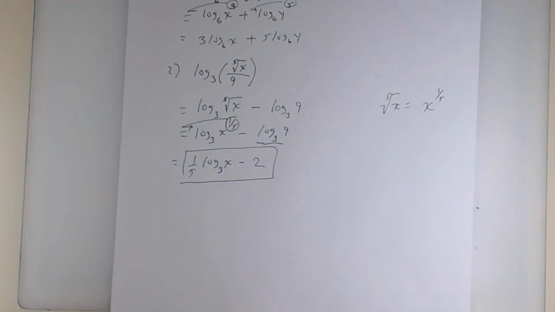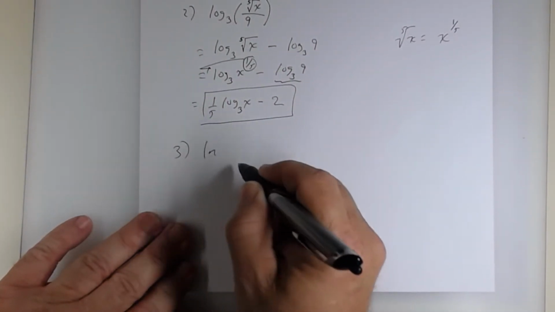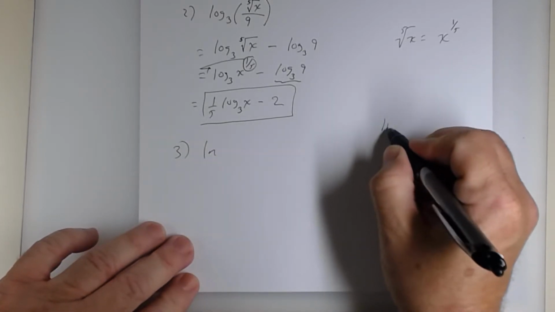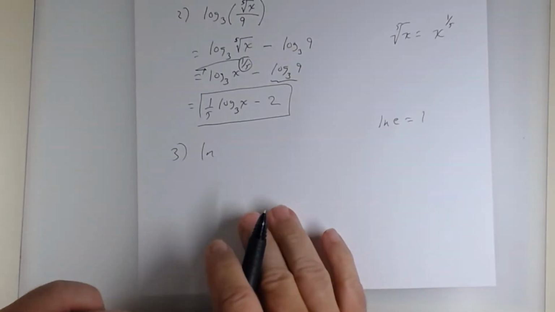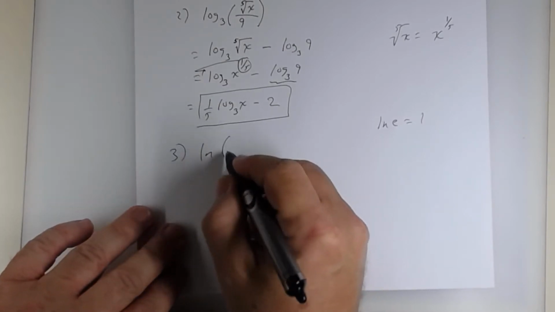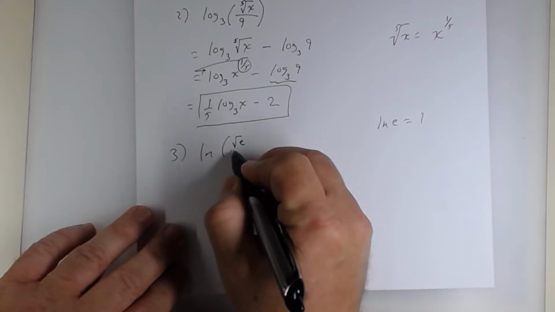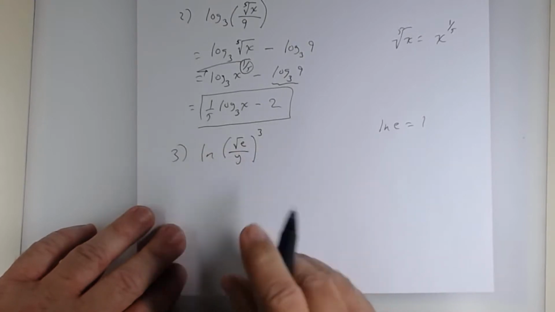All right, and then what if you were, let's see, let's say you had this one. The natural log. Remember, natural log has what base? E. And the natural log of E is equal to what? 1. Very good. So what if you had the natural log of the square root of E divided by y cubed?